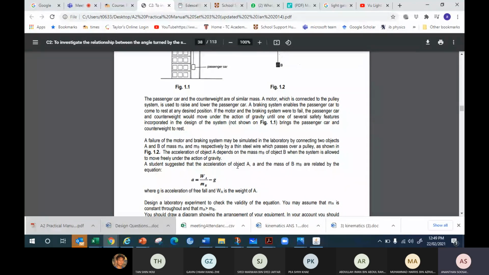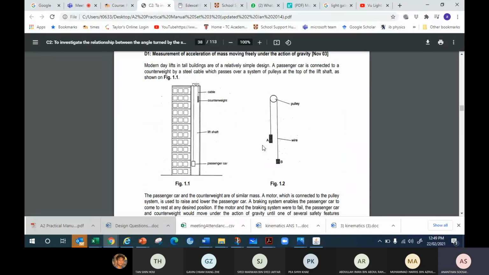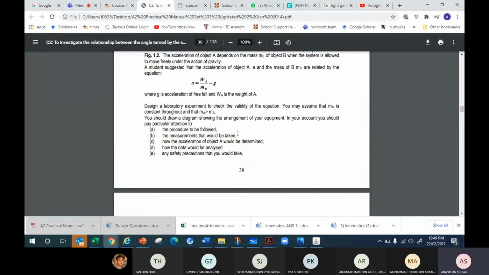So they want you to prove this formula, how the acceleration of this freely moving system depends on this formula. Now the question is, prove this formula, where g is the acceleration of free fall, WA is the weight of A, and MB is the mass of B. Design a laboratory experiment to check the validity of this equation. You may assume MA is constant throughout the experiment and MA is larger than MB.